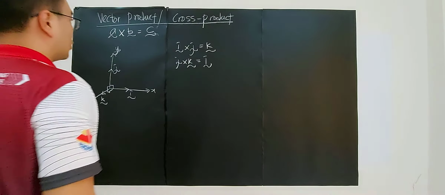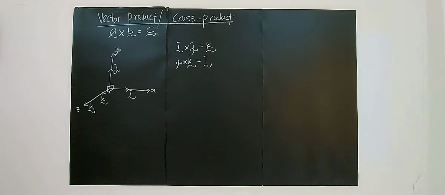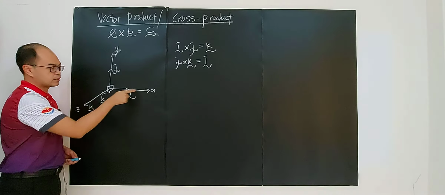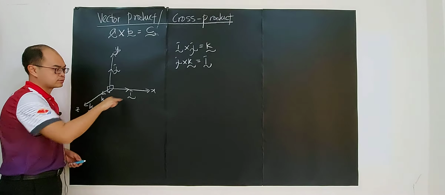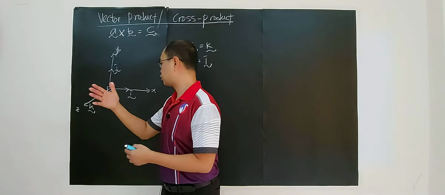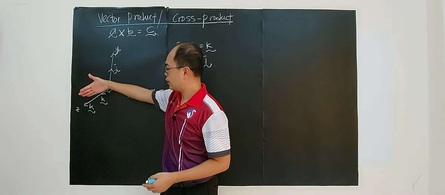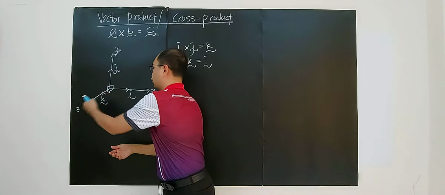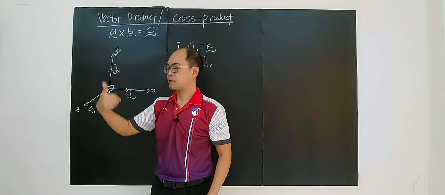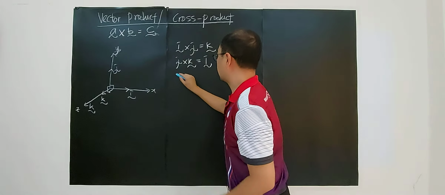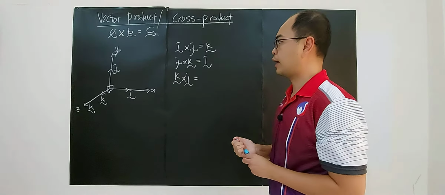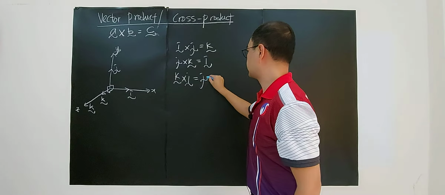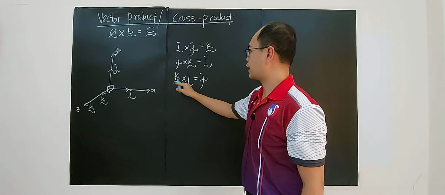Another one is k cross i, which goes from this to this, also anti-clockwise. If you see my right hand, k cross i is going up. So k cross i gives you j, a vector perpendicular to both k and i.